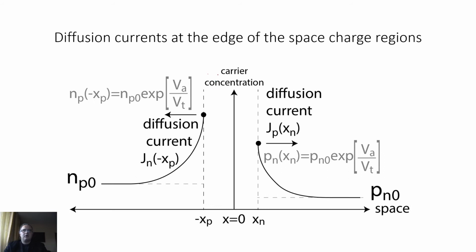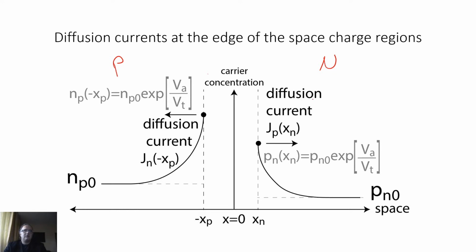My name is Georgi Radulov, and in this video I'll make the final step in the derivation of the PN junction current. So I'll start with the carrier concentration in the PN junction. This is here the space charge region, and this is the P side, and this is the N side.